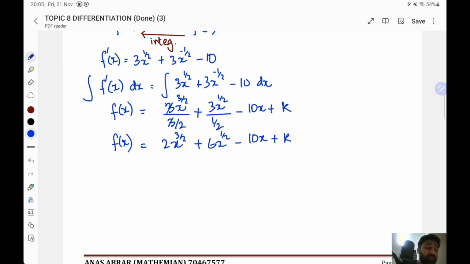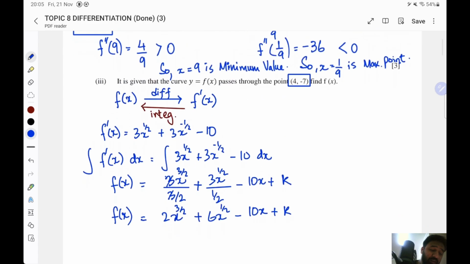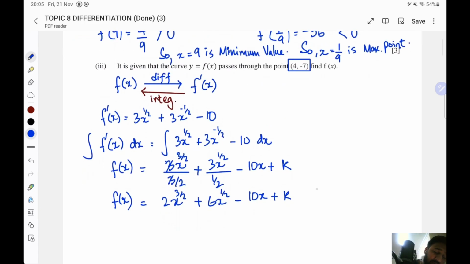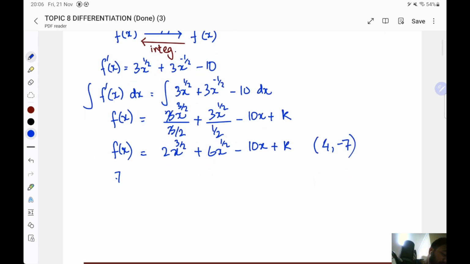Now we already have the function, but there is an unknown value which is k. So if you go back to the question, it says that there is a point which lies on the function, which is 4 and negative 7. 4 is the value of x and negative 7 is the value of f of x. So let's substitute these values over here to find the value of k.